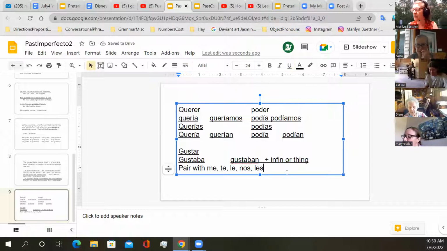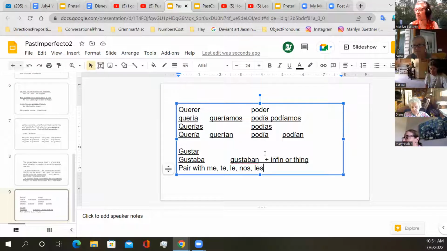Okay. Here's your little cheat sheet you'll have on the screen. I want everybody to talk about what somebody wanted, either a thing you wanted or a thing you wanted to do, something somebody was able to do, and something that somebody liked to do.